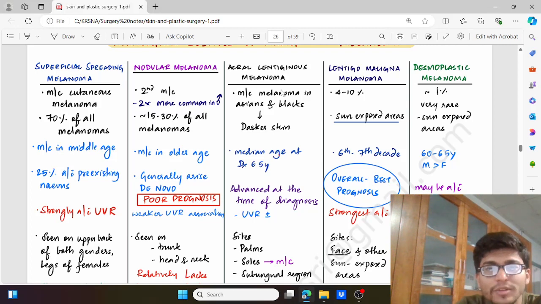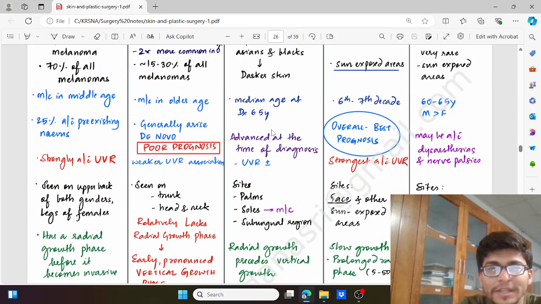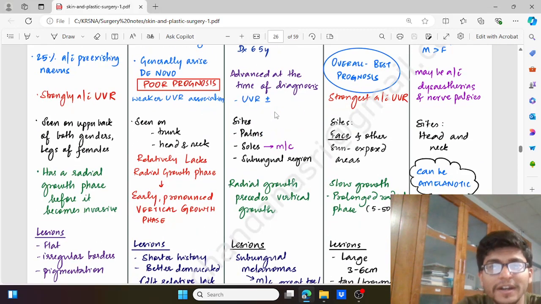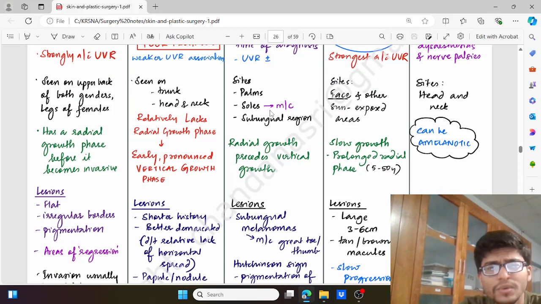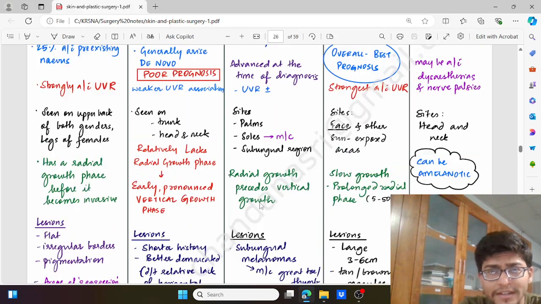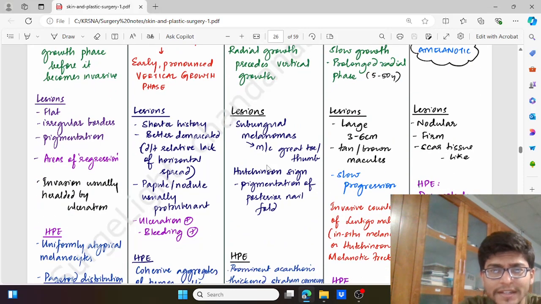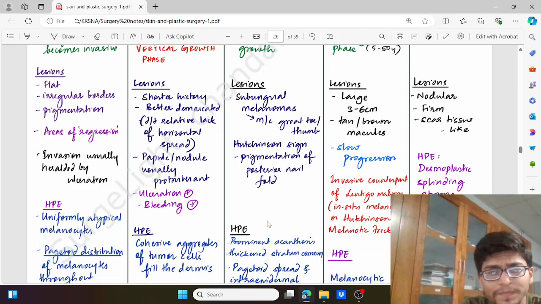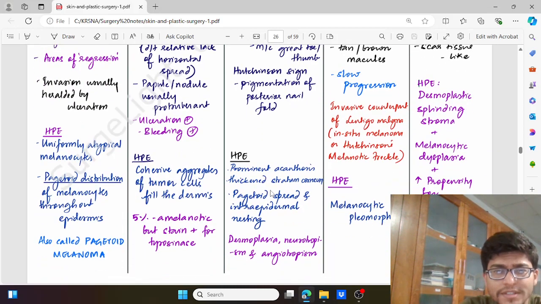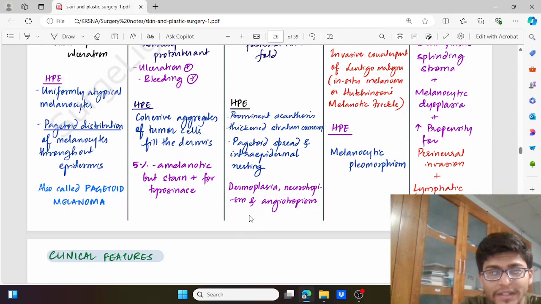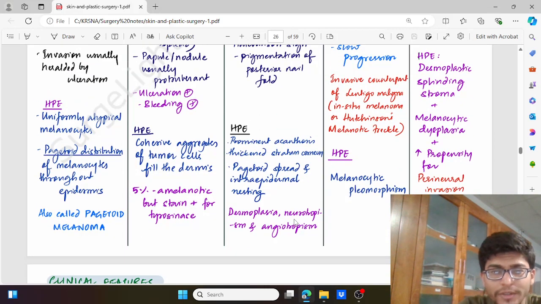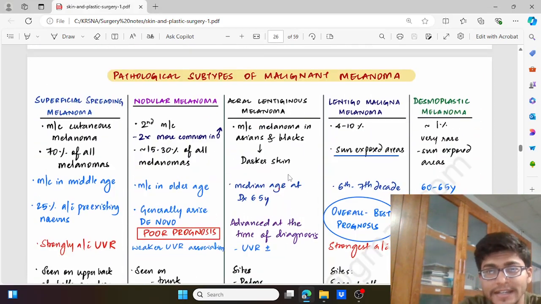Next is the acral lentiginous melanoma. The most common melanoma in Asians and blacks, so commonly in darker skin, median age is 65, advanced at the time of diagnosis. UV radiation history is not required. Site is palm, sole and subungual region, that is the acral regions as we know. Radial growth phase precedes vertical growth phase, and the lesion is subungual melanoma in the great toe or thumb, Hutchinson sign, pigmentation of the posterior nail fold. Histopathology will show prominent acanthosis, thickening of stratum corneum, pagetoid distribution, intradermal nesting, desmoplasia, neurotropism and angiotropism. Desmoplasia, neurotropism and angiotropism are features of acral lentiginous melanoma.